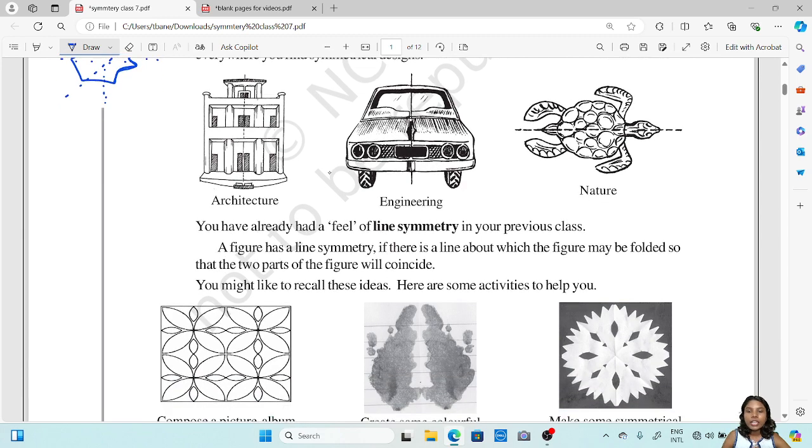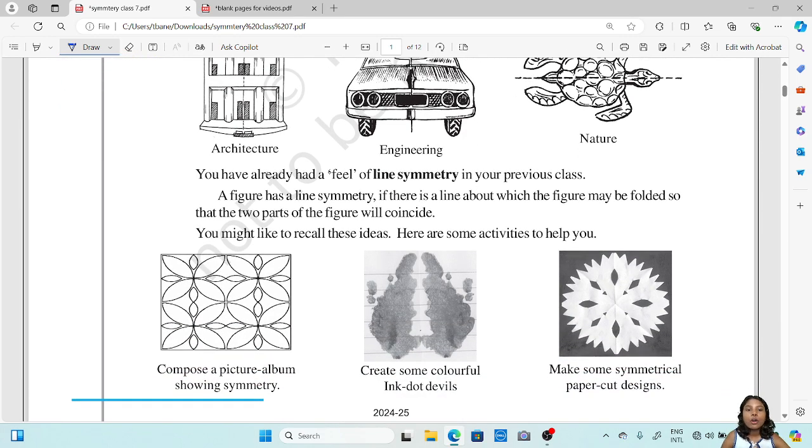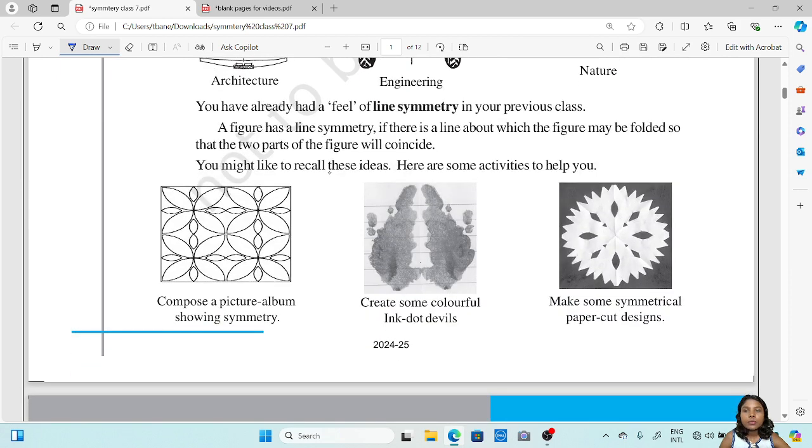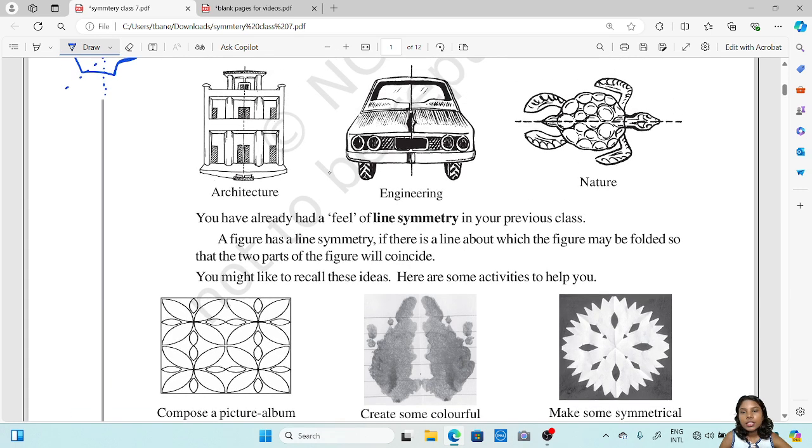Now you have already had a feel of line of symmetry in your previous class. So what is line of symmetry? This line that is drawn here, which divides the object into two equal parts, is known as the line of symmetry. A figure has a line of symmetry if there is a line about which the figure may be folded so that the two parts of the figure will coincide. If I fold this picture, they will coincide perfectly. This part will come on this side. So, they are perfectly coinciding with each other.